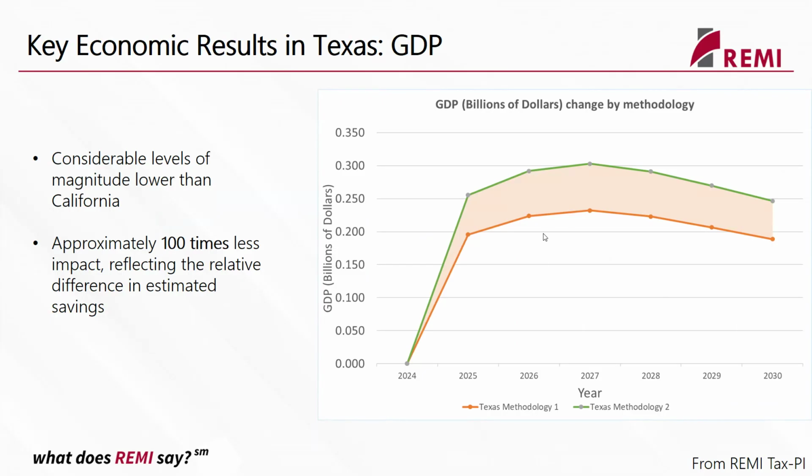The indicators here show that there is an approximately 100 times smaller impact, as California was in the $15 to $25 billion range in GDP impact. This reflects the roughly 100 times smaller savings that were introduced to Texas as opposed to California.